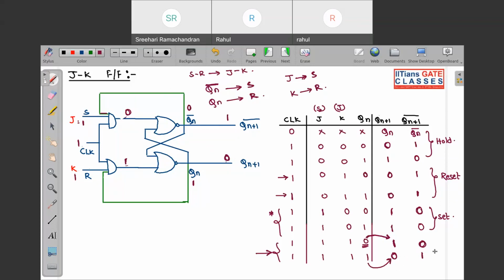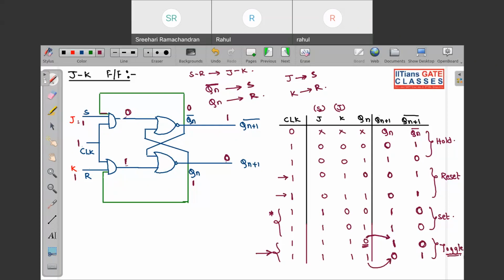Tell me if this is clear or not. Is this clear? Okay, fine. So you had some doubt in the starting. So now is it clear?